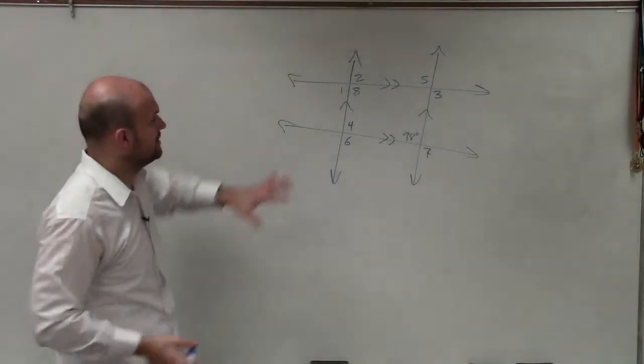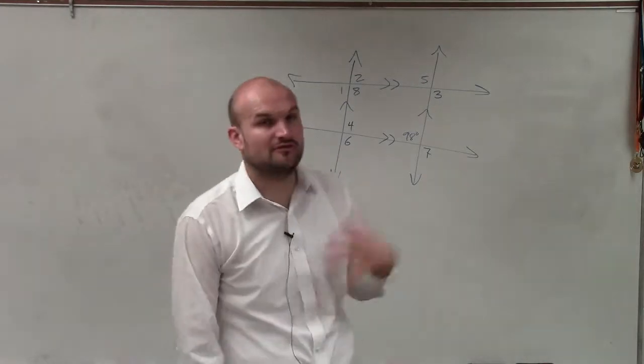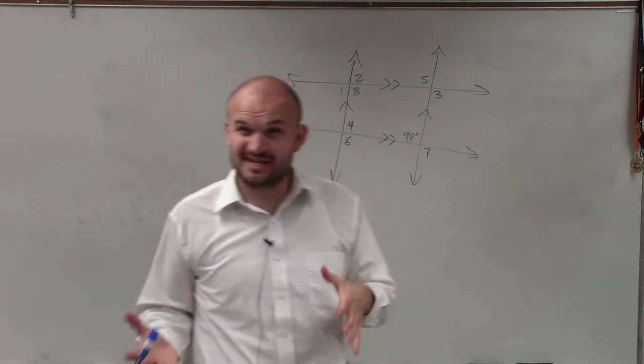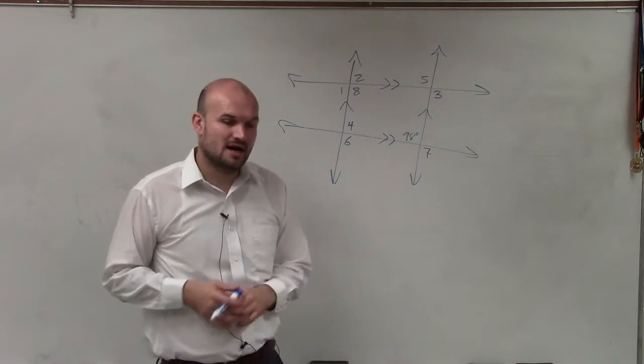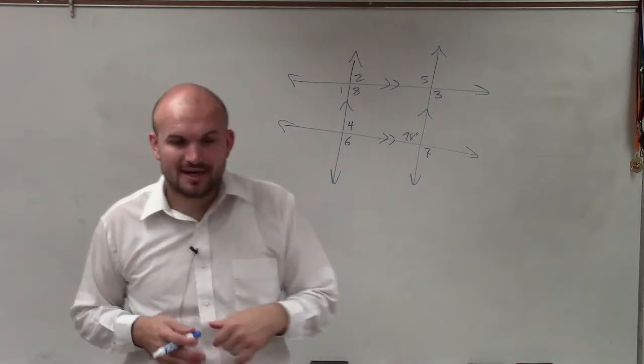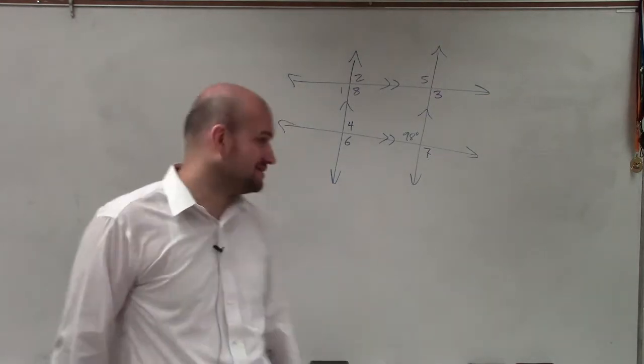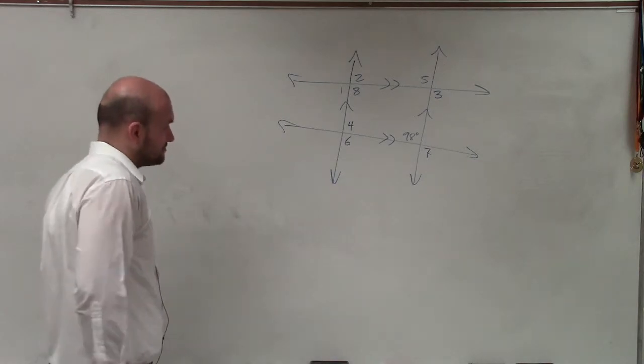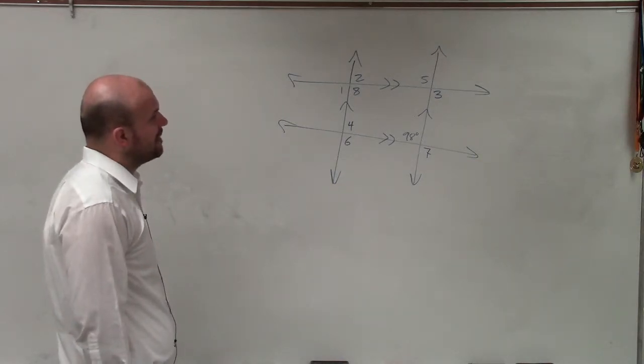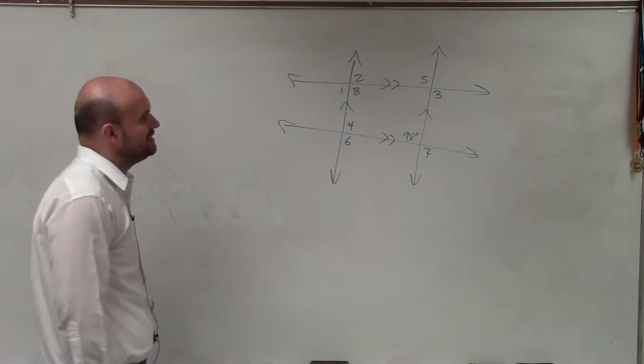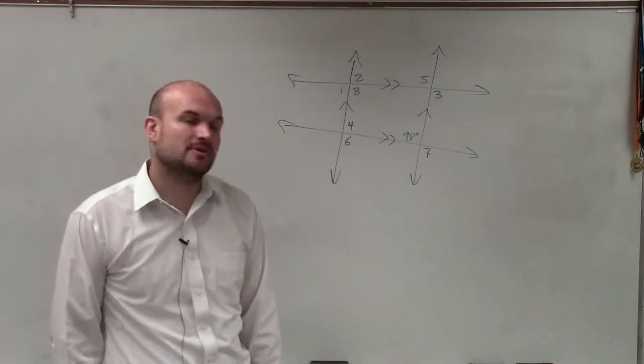Welcome. All right, so in this case, what I'd like to do is be able to solve for all my missing angles using alternate interior angles, corresponding angles, vertical angles, and any angle relationship really we can use. So I'm going to pretty much explain each angle type and where I pretty much got to.